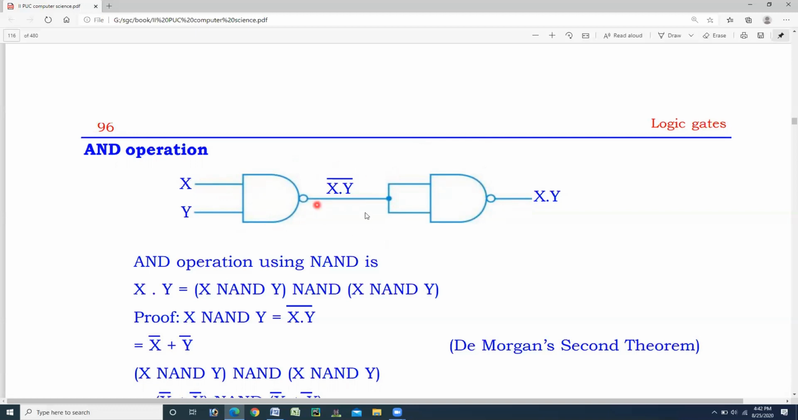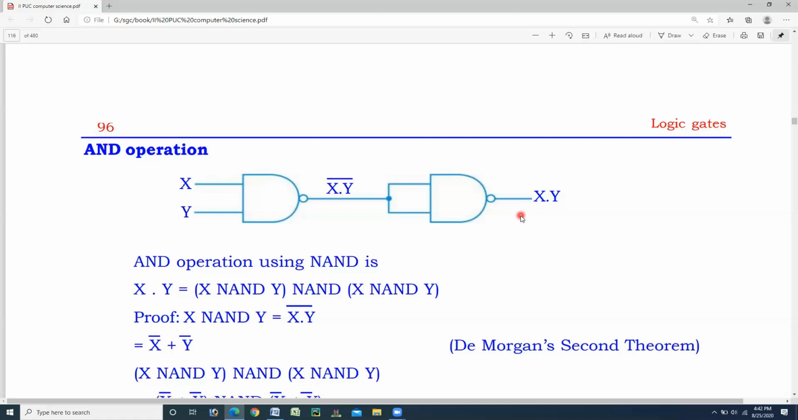If this X dot Y whole complement is the common input for another NAND gate, the output of the first NAND gate is the common input for the second NAND gate, then what you will get is X dot Y whole complement dot X dot Y whole complement. So finally, after simplification by De Morgan's theorem, what you will get is X dot Y.